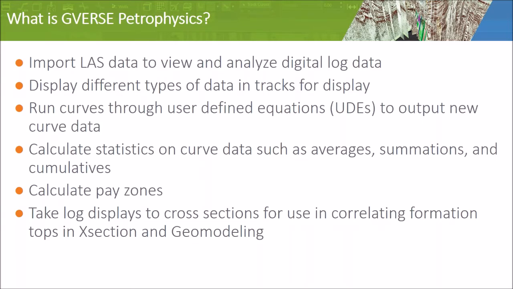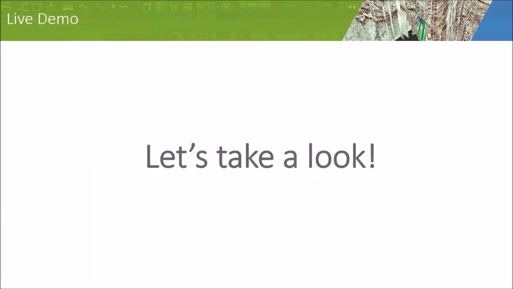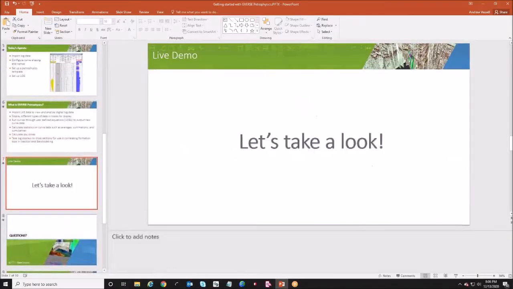And then you can take your log displays over into our cross-section tools, X-section and geomodeling, for correlating formation data. It just makes it a bit easier to work with that and to find out where your formation tops are supposed to be. Of course, you can also use raster images for that correlation, but this is where you can do it digitally. So with that, let's go ahead and take a look at Petrophysics here and what we can do with it.